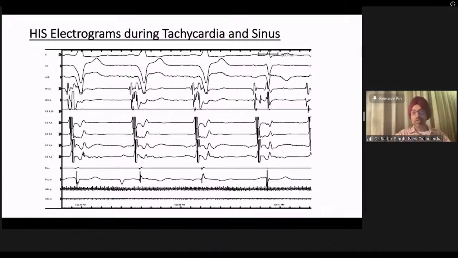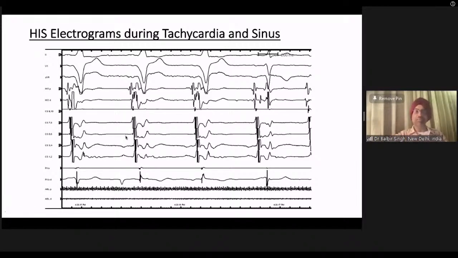Fortunately, you can see this is intermittent pre-excitation now. If you look at the first three complexes, he has a delta wave. The fourth complex is a sinus beat, and you see the big His. So as Professor Ching said, for all SVTs, a good His bundle recording is a must. You cannot go ahead and try ablating, even if it is an AVNRT, without having a good His, because a good His gives you an idea what you're doing.